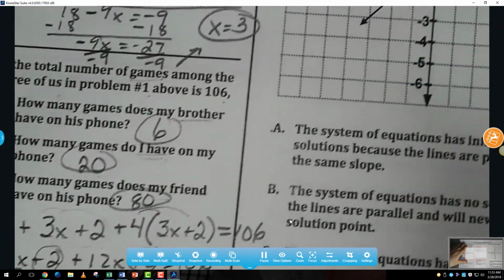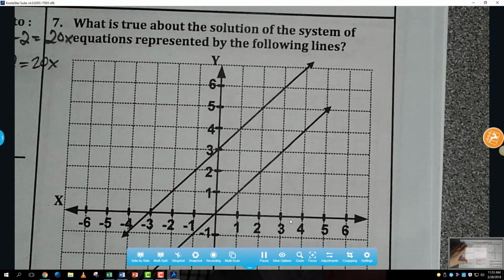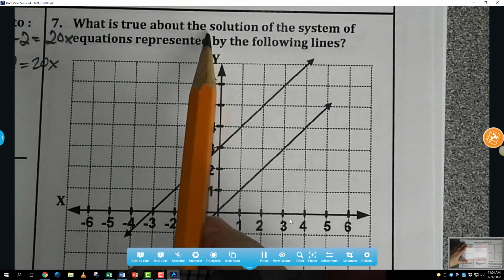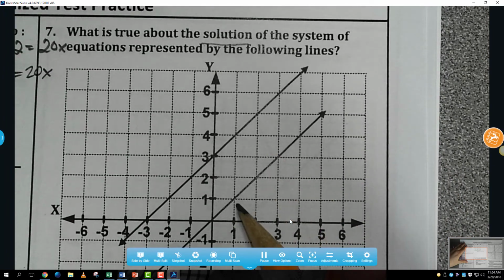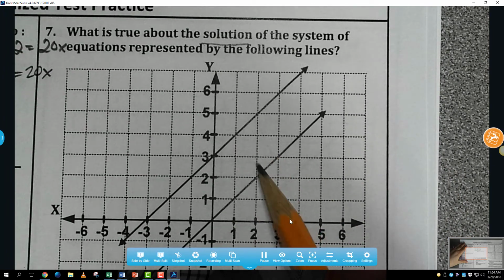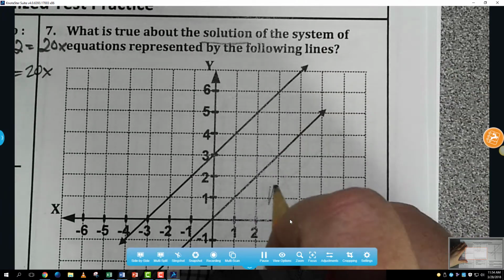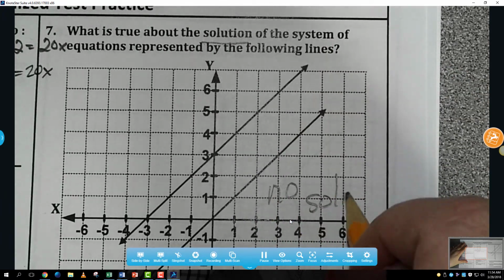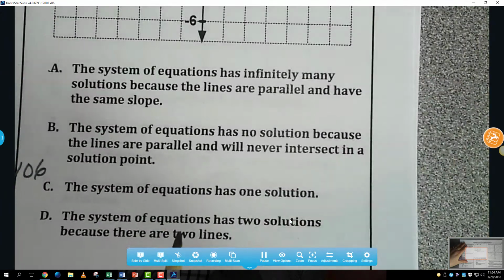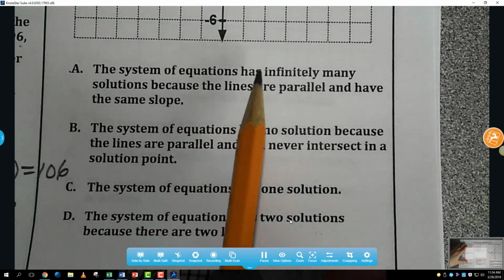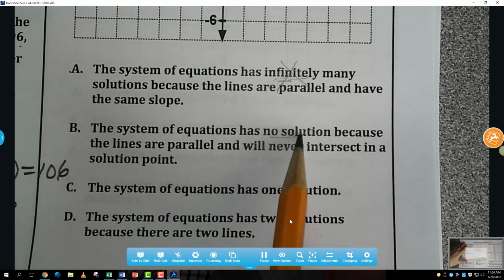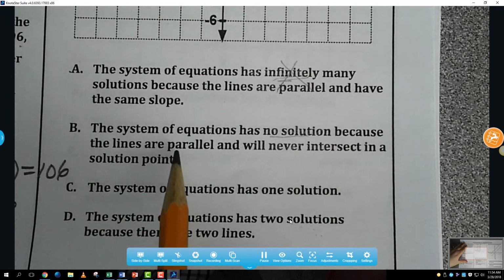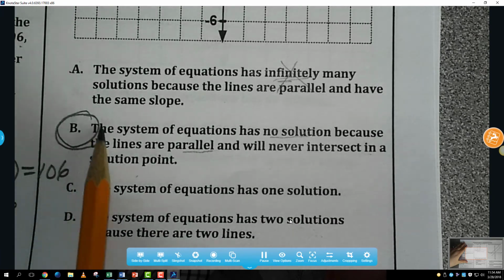And then finally, number 7 says, what is true about the solution of the system of equations shown? Well, the lines are parallel. They're never going to cross, so there is no solution, right? This is no solution. So the system of equations has no solution because the lines are parallel and will never intersect in a point. That sounds good to me.